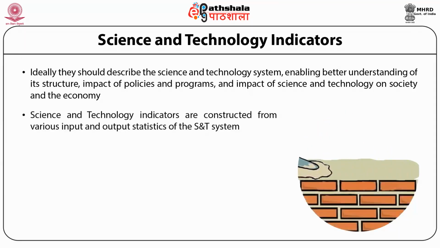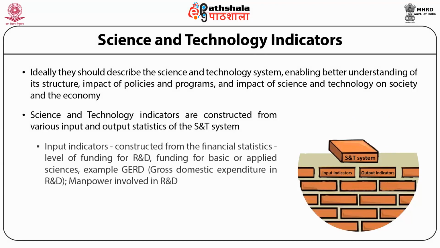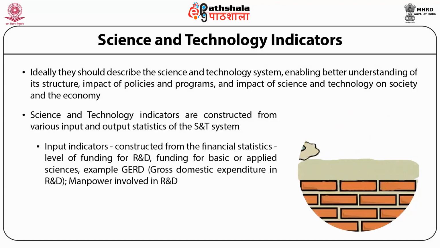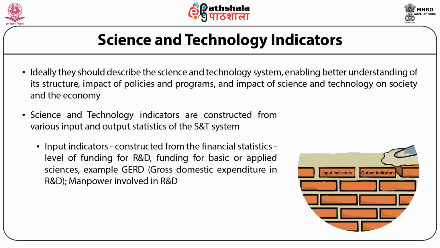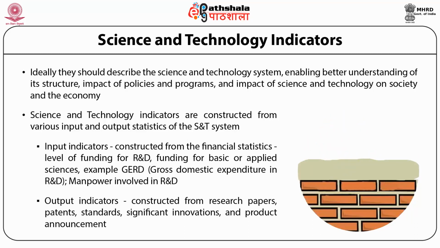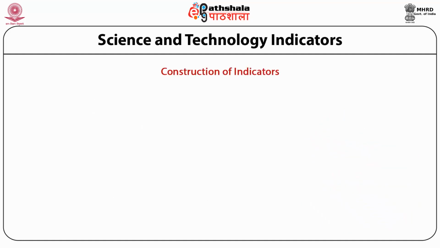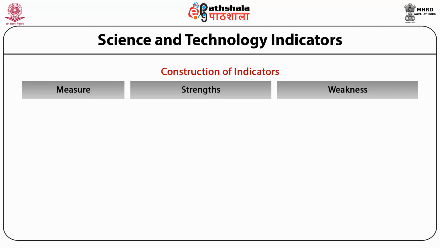Science and technology indicators are constructed from various input and output statistics of the S&T system. The input indicators constructed from the financial statistics are level of funding for R&D, funding for basic or applied sciences. Example is GERD, gross domestic expenditure on R&D, manpower involved in R&D. Output indicators are constructed from research papers, patents, standards, significant innovations, and product announcements. In this slide, we discuss the major R&D and innovation indicators, their strengths and weaknesses.